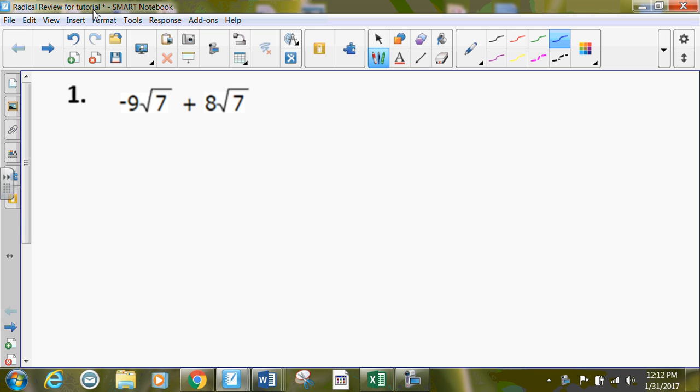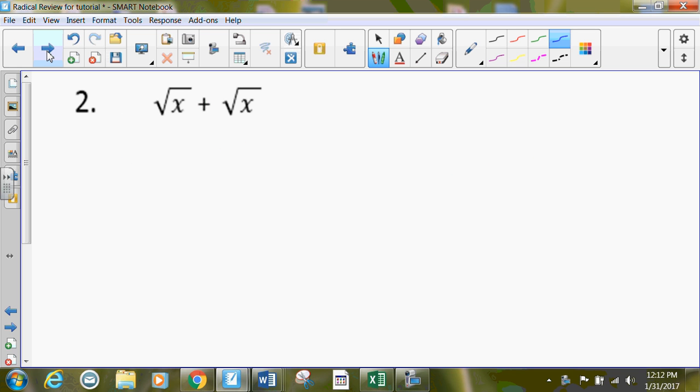variables. If I had a negative 9x plus an 8x, we would know that would be negative 1x. So same thing over here. If I have negative 9 square root of 7s and I add 8 square root of 7s, I'm going to have negative 1 square root of 7s.